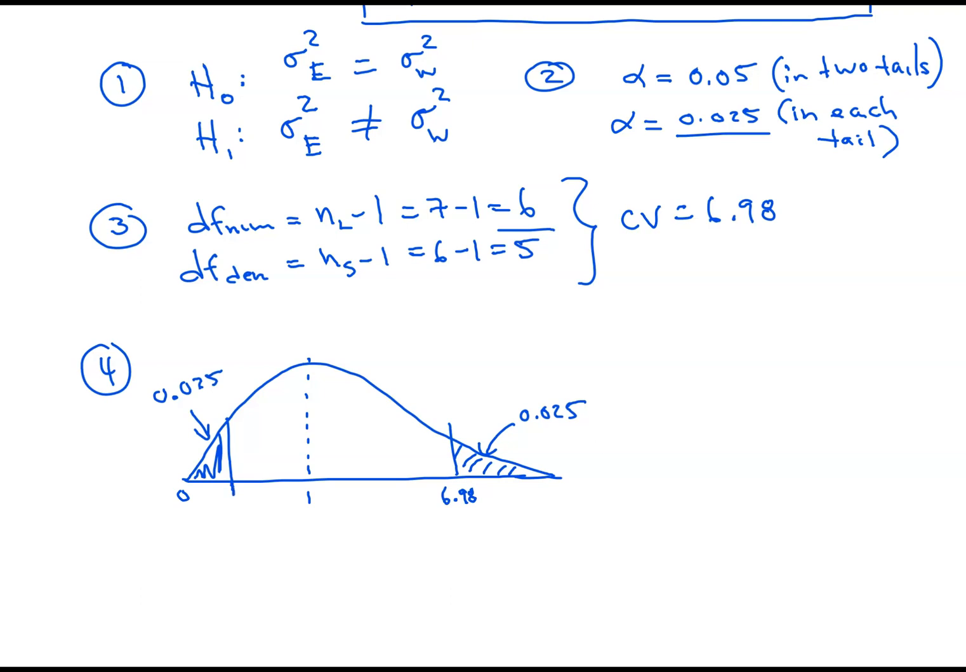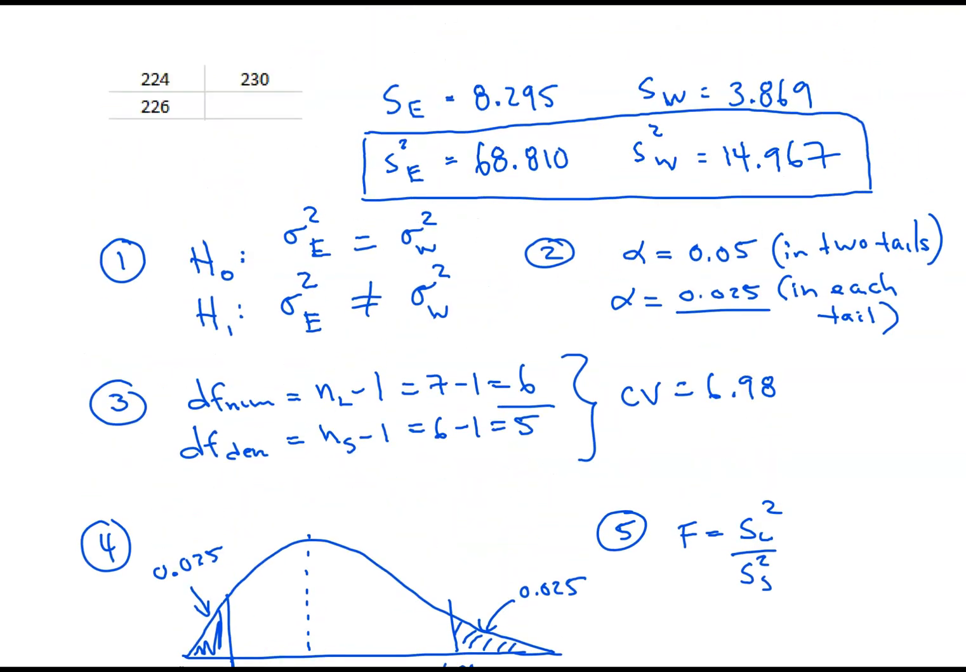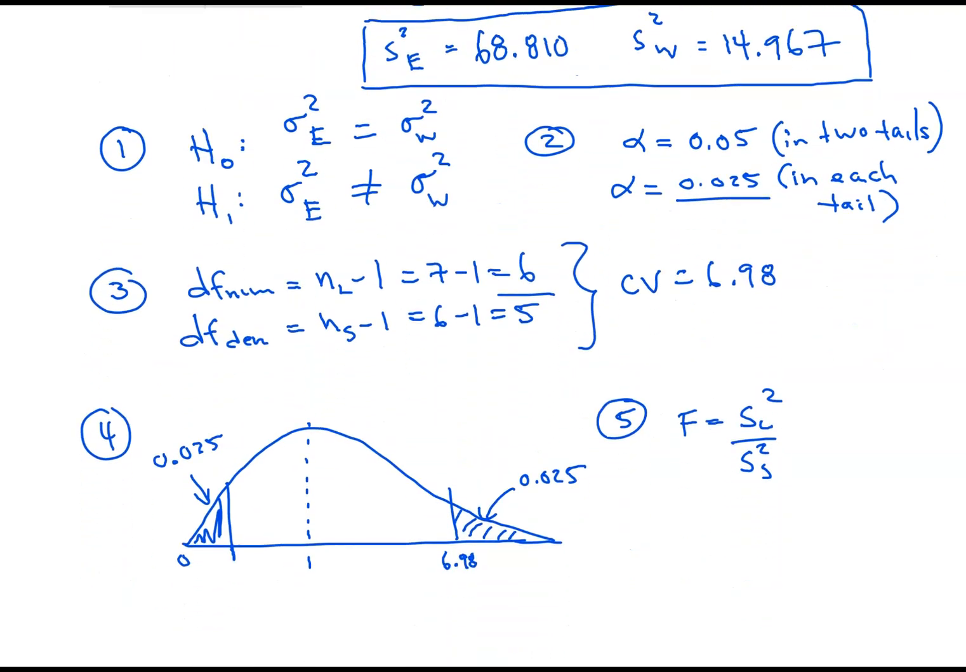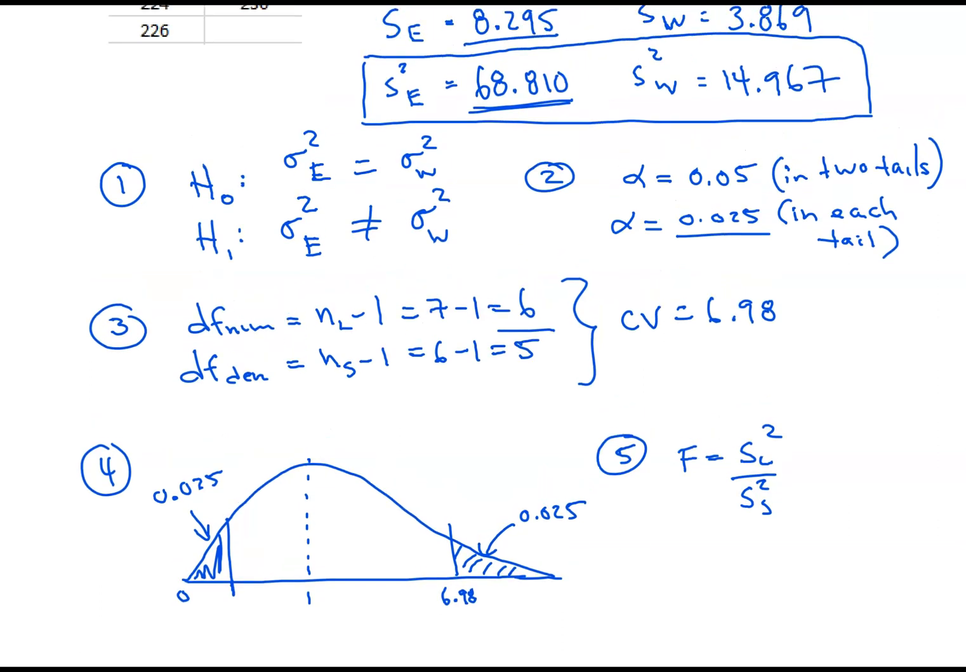Okay, so we know where our critical region is. We know what threshold number we have to get to. And then F is our test statistic, which is the larger variance over the smaller variance. So we said the east side had the larger one, so we're going to use the one that already has the square. If you're going to put in standard deviation, make sure you square that number, which will get you up to this one anyway. So I'm going to use my variance value.